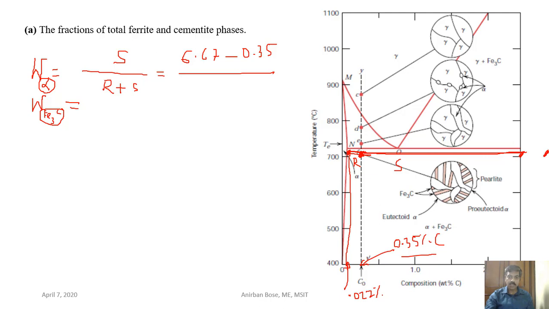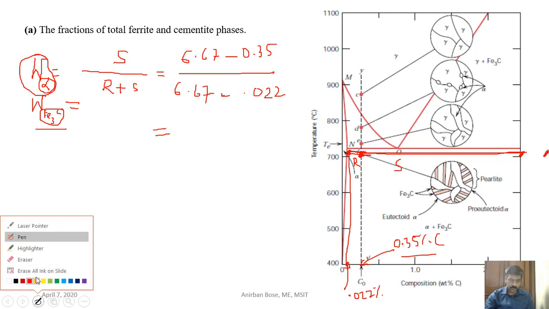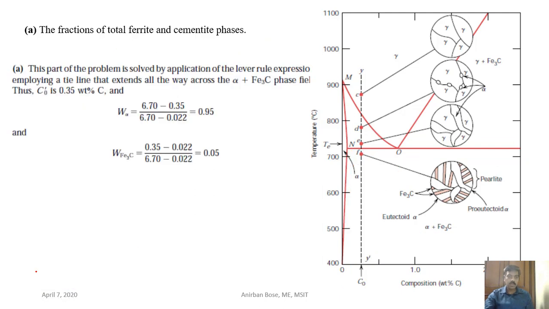That means this composition minus this composition. So 6.67 minus 0.022. So if you do this calculation, you will get the mass fraction of the ferrite. And how can you find out the mass fraction of the cementite? Simply 1 minus that. Okay, so if you do this calculation, this is 6.7 minus 0.35 divided by 6.7 minus 0.022. So it is coming 0.95.